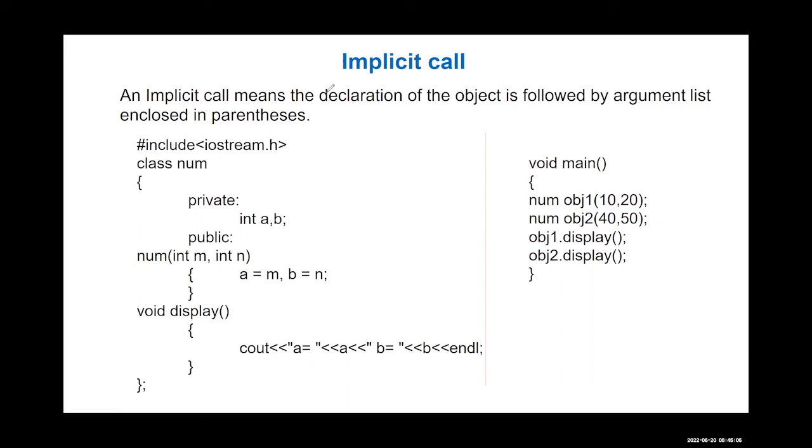Remember, in explicit call we will say equal to constructor name and then the parameters. When it comes to implicit call, we are directly creating the object and the parameter, right? So let us see the output. How does it work here? So output is going to be a is equal to 10, b is equal to 20, that is for object 1, and a is equal to 40 and b is equal to 50 for object 2, right?